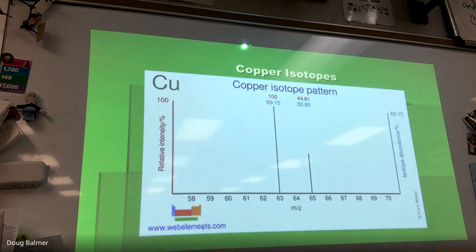We get a graph that looks like this. In this case copper, a bunch of the copper-63 ions hit the detector, and only a few of the copper-65 atoms hit it. So the red numbers up here would be the actual height of the peak. And then we simply have to turn that into a ratio. So 69.15% of copper atoms weigh 63, 30.85% weigh 65. I think that was Owen's question. Where did the percents come from? They came from this graph, which came from that instrument, which is a mass spectrometer. Questions on that?